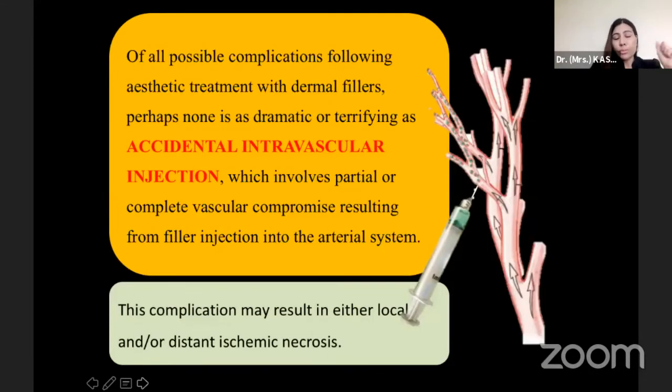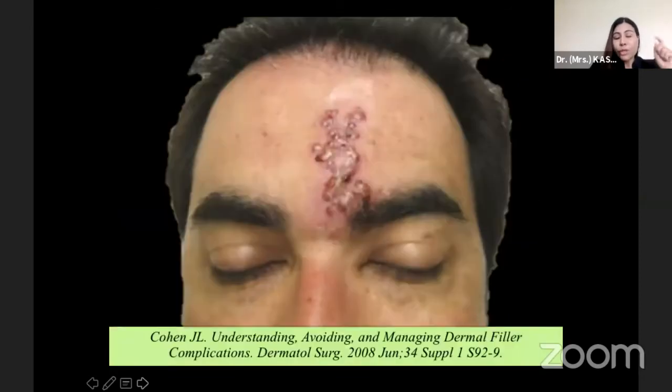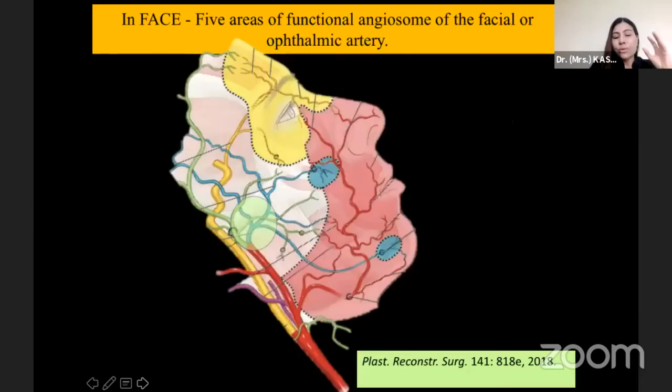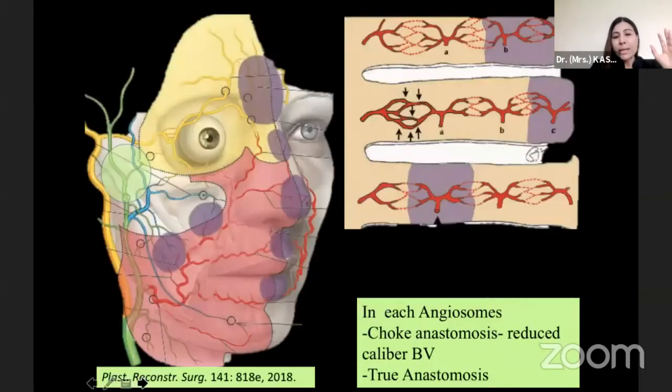But the most important complication is the intravascular complication, which can happen in the form of a local necrosis. But what we fear is blindness. But in our face, as I think Debraj has already mentioned, yes, this filler can be given by anyone. But why do we not see such a high rate of complication? Because in the face, we have 5 functional angiosomes. And these angiosomes have both choke anastomosis and true anastomosis.